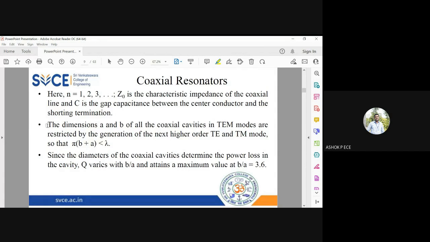So you have different modes getting excited: TE mode, TM mode, TEM mode. All these are different modes which are excited when you operate your cavity. And we have found out mathematically that when the value of B by A is 3.6, the power loss is going to be a maximum.